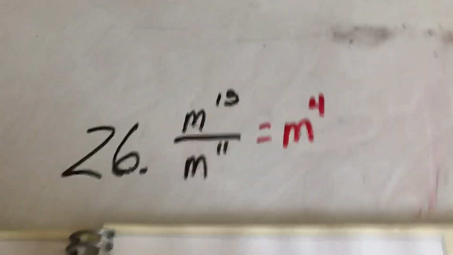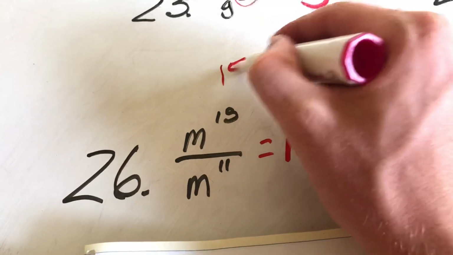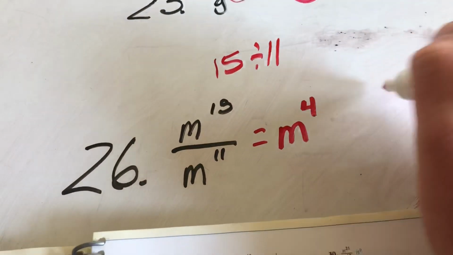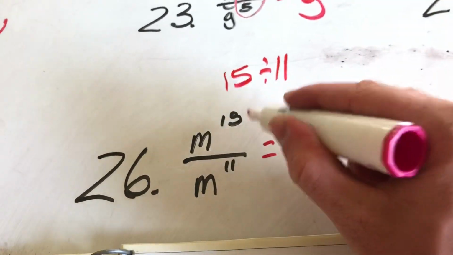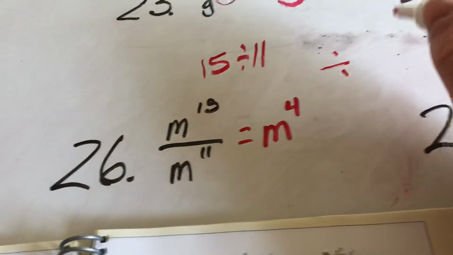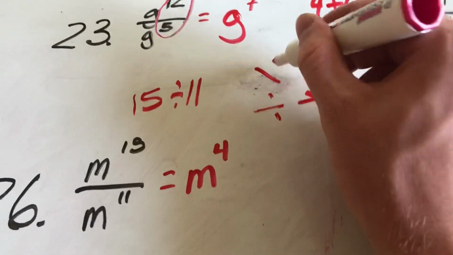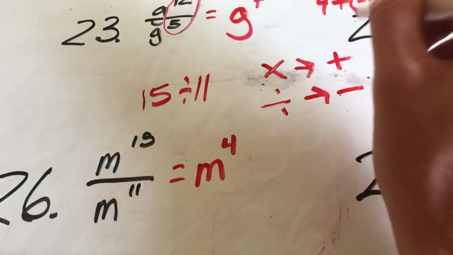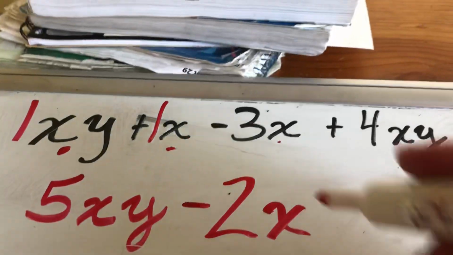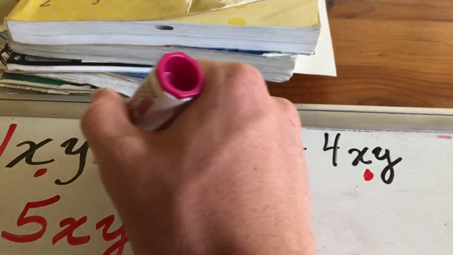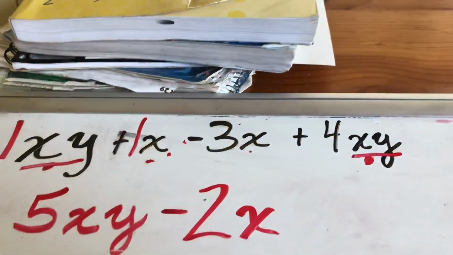Just make sure when you're dividing, you're not trying to do 15 divided by 11 and put a decimal up there. When you divide exponents, you actually subtract them. When you multiply exponents, you actually add them. When you have addition and subtraction here, you can only add them if they have the same term in the back. Okay, that's your homework.